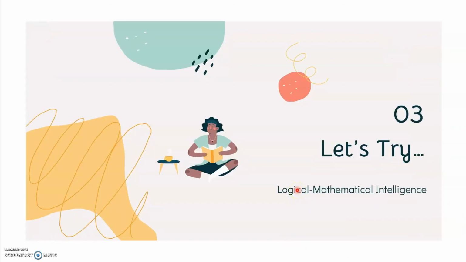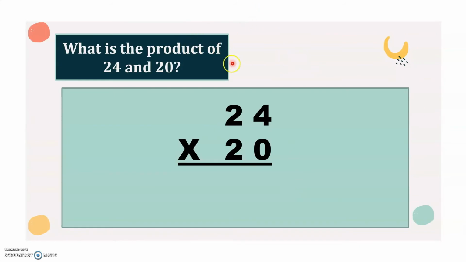So, let's try more examples. What is the product of 24 and 20? To get the product, we need to multiply the non-zero digits. So, it will be 24 times 2. Let's start multiplying with the ones digit. 4 times 2 is equal to 8. And 2 times 2 is equal to 4. And then, affix at the end as many zeros in the factors to the final product. How many zeros do we have? 1. So, we'll add 1 zero.